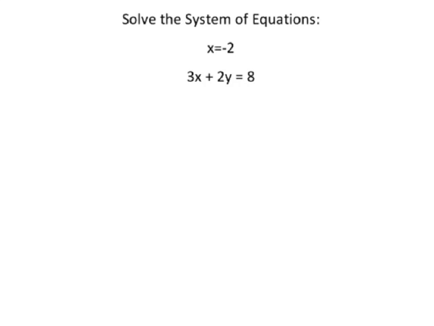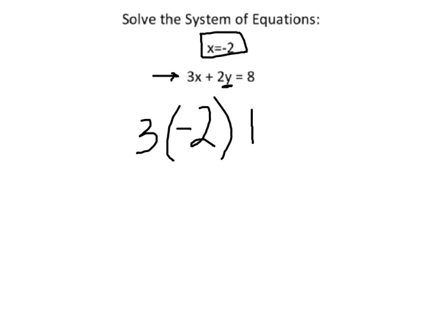So we are going to solve the system of equations using substitution. What variable are we going to substitute for? We're going to substitute our x because we know what x equals. And what variable are we trying to find? Our y. So we can rewrite the second equation substituting for x. So 3 times negative 2 plus 2y equals 8.